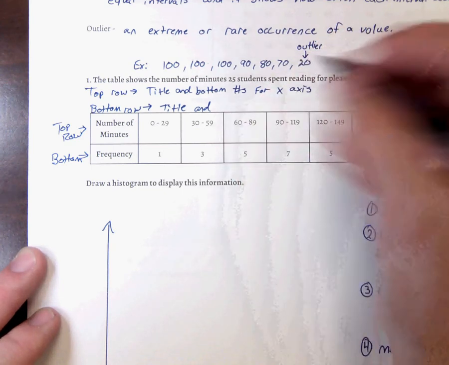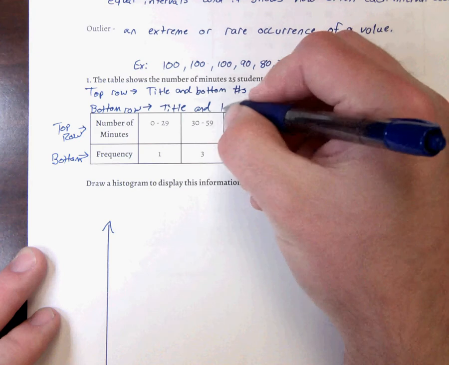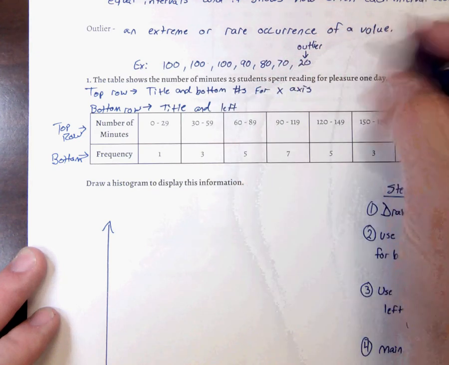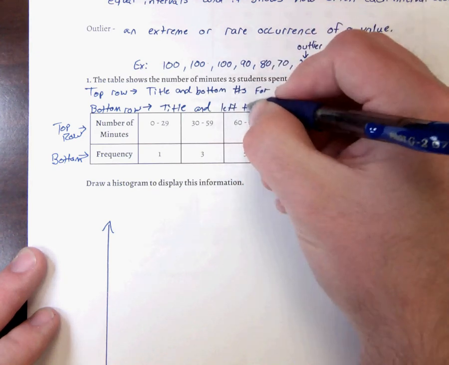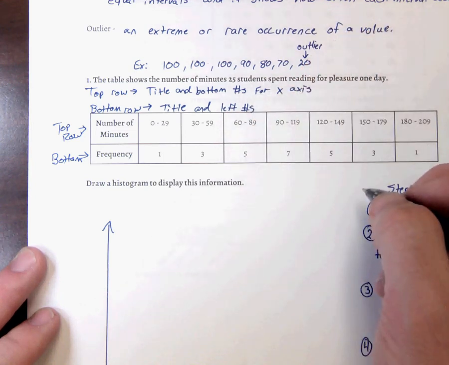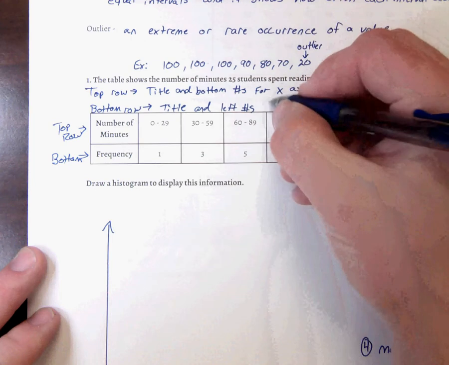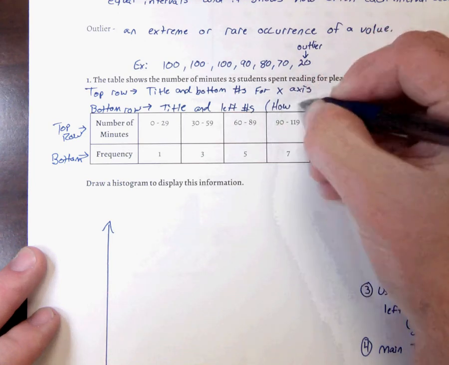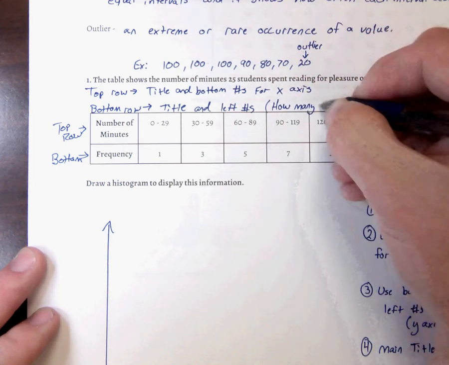Now, on the bottom row, we may not necessarily use exactly the numbers they use. We will maybe create our own interval. For example, we might count by 1s, we might count by 2s. It depends on how large these numbers are.